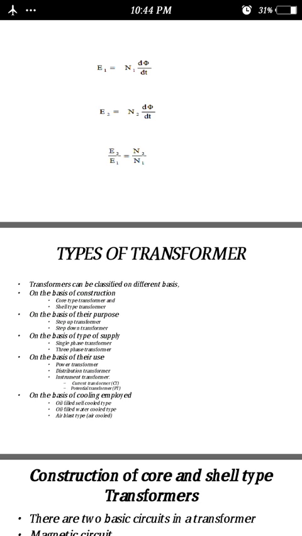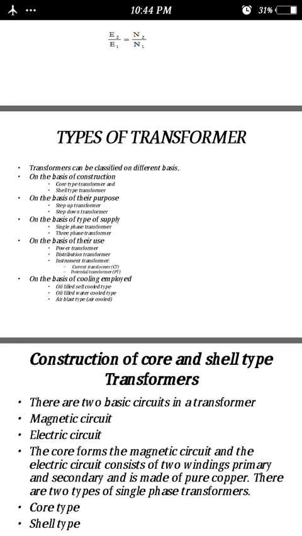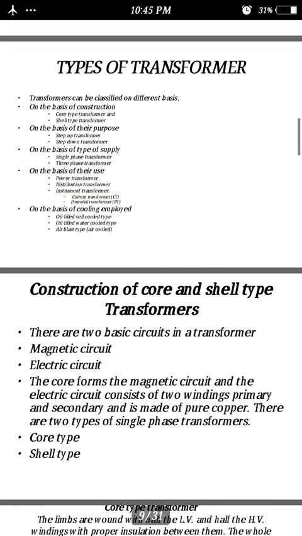Based on their use, that is the application, there are power transformer, distribution transformer, instrument transformers, that is current transformer and potential transformer. Isolation transformers are available, auto transformers are available. Based on the cooling method employed, there are oil filled self cooled type, oil filled water cooled type, and air blast type transformers. So this is the clear classification of transformer.